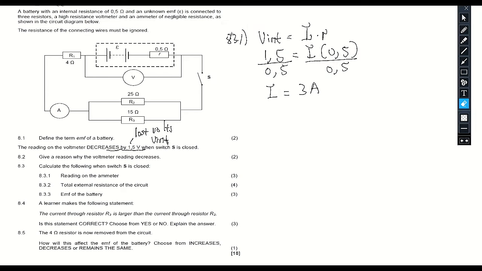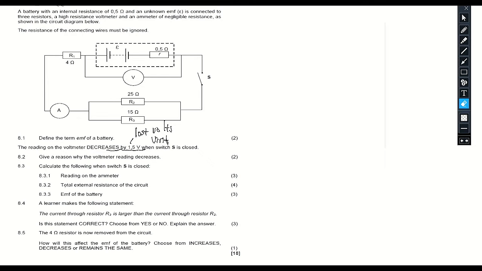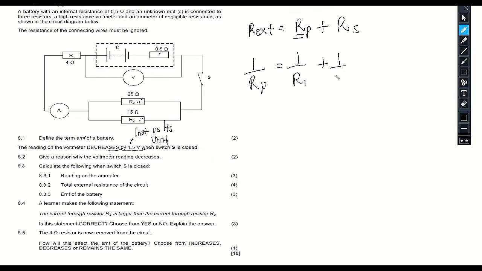We now have 8.3.2 says calculate the total external resistance of the circuit. Now to calculate the external resistance, that's R external is equal to the resistance of the parallel plus the resistance of the series. So now to calculate this, we would have to start by calculating the resistance of the parallel combination of resistors, which we calculate by saying 1 over Rp is equal to 1 over R1 plus 1 over R2.